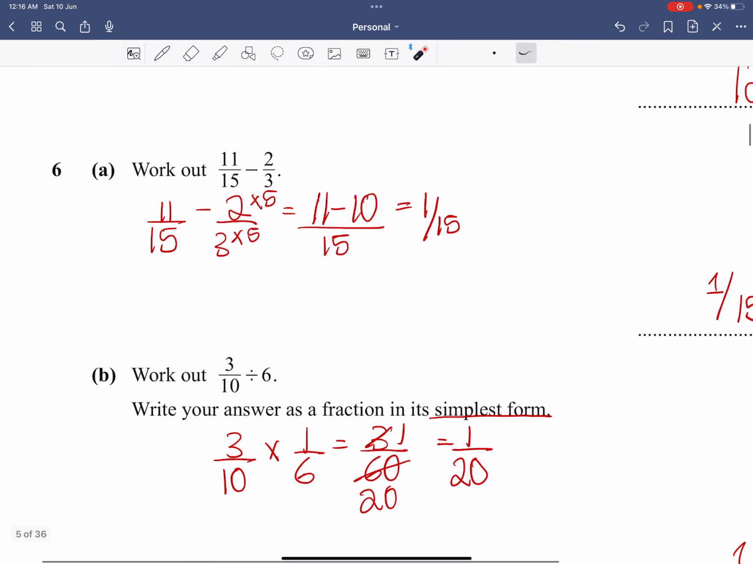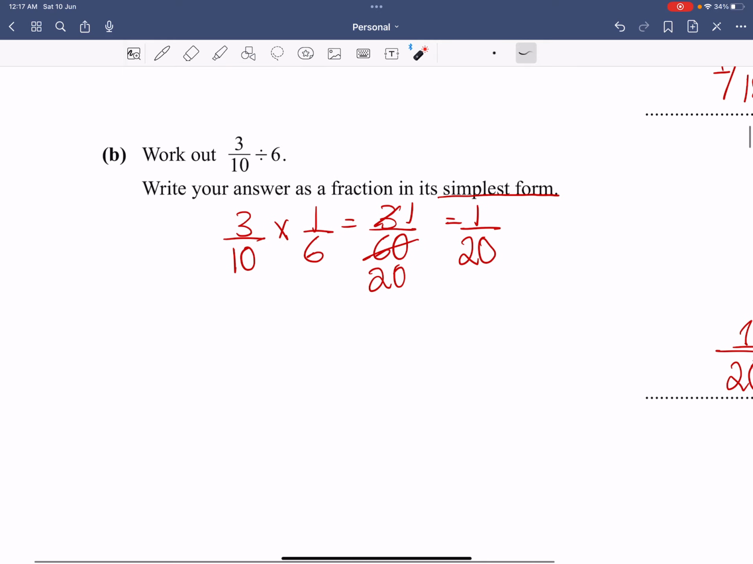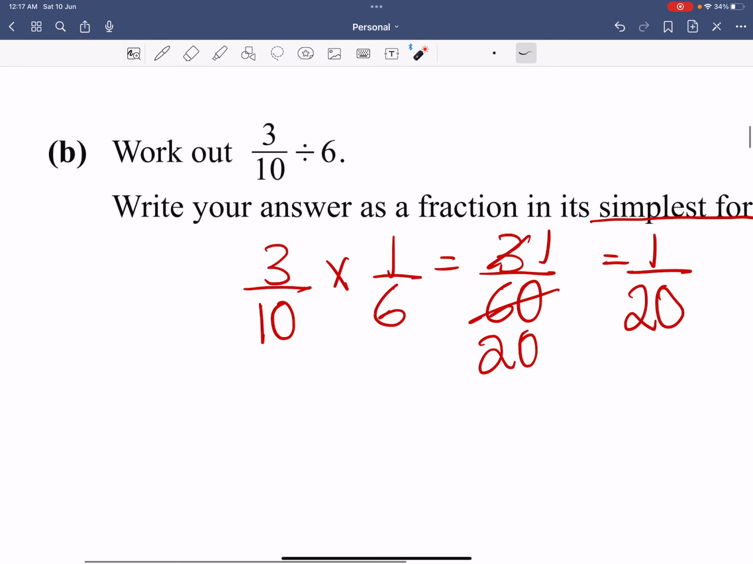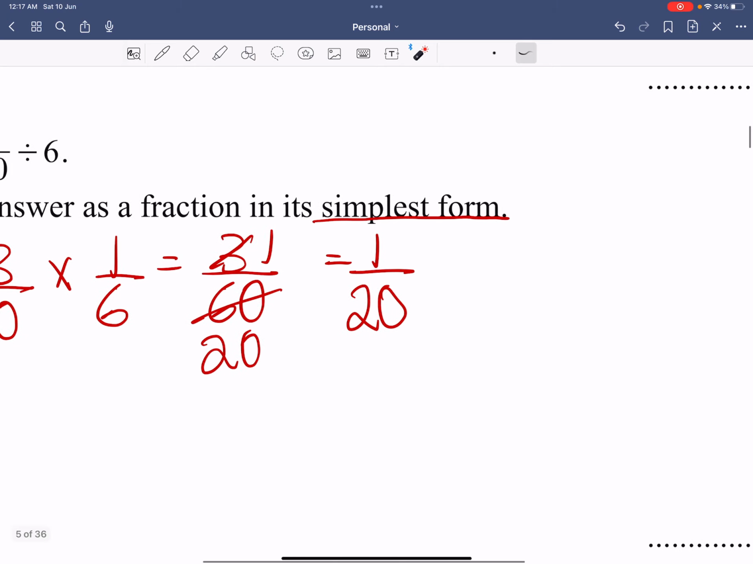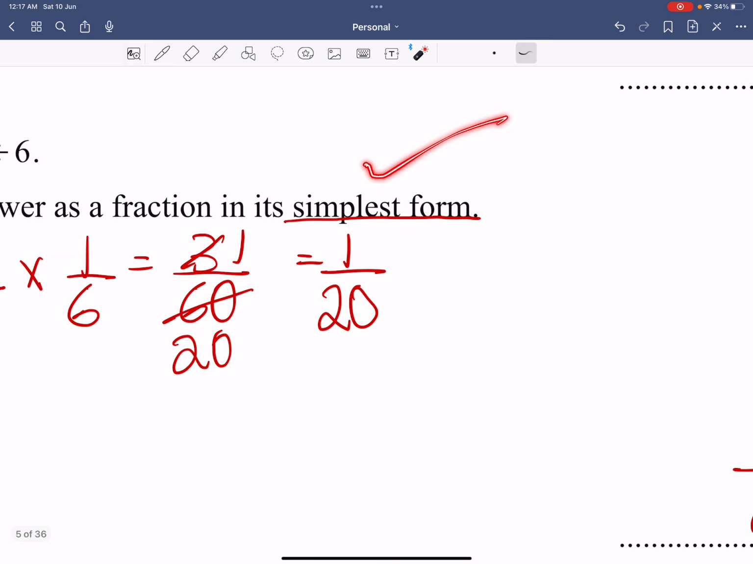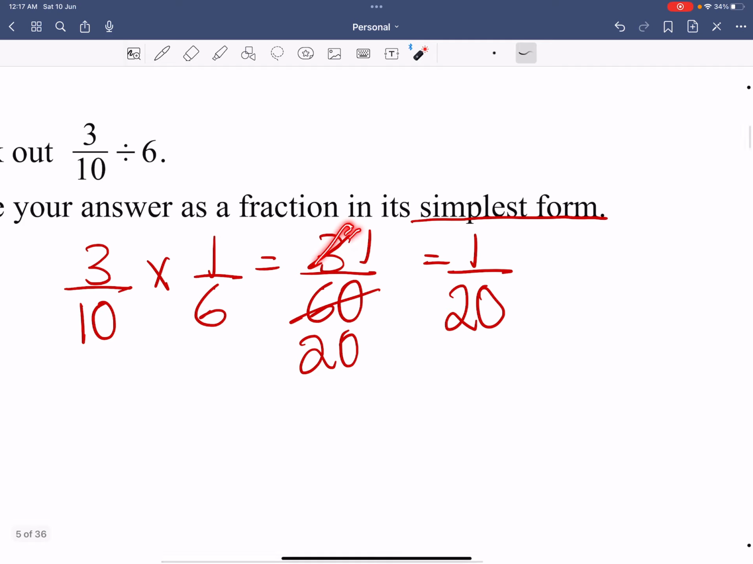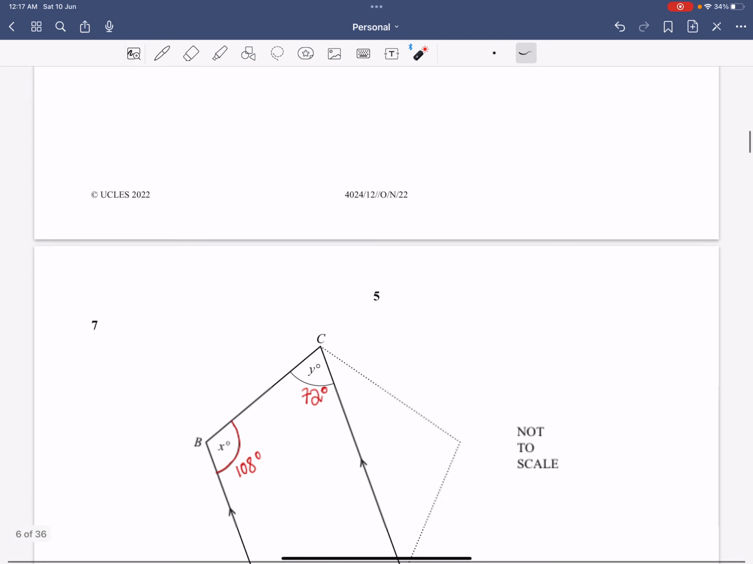Now next, work out 3 upon 10 divided by 6. Write your answer as a fraction in its simplest form. So 3 upon 10 divided by 6. Whenever you change a division sign into a multiplication sign, you will reciprocate this. So you'll reciprocate it to 1 upon 6 and get 3 upon 60. Now you can't leave your answer as 3 upon 60. Why? Because the examiner has clearly stated that you need to answer as a fraction in its simplest form. So 3 upon 60 is 3 times 1, 3 times 20, which is 1 upon 20. Don't forget to write the answer in the answer space.